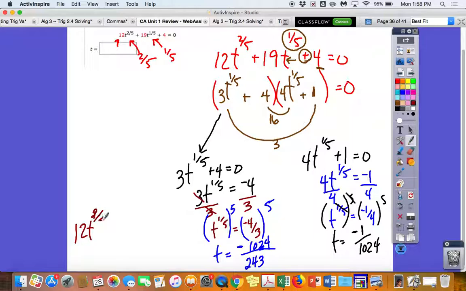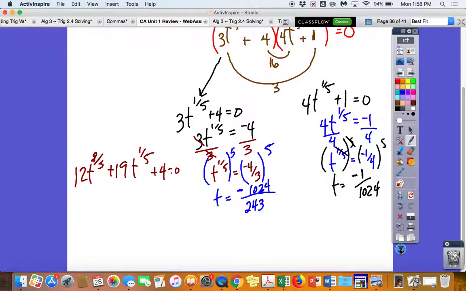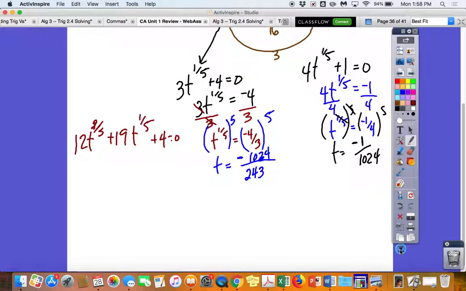Okay, so this is going to be 2 fifths, and that's 19t to the 1/5 plus 4 equals 0. Okay, so now I can scroll down. Well, if it'll move, maybe. There we go. We're going slow.